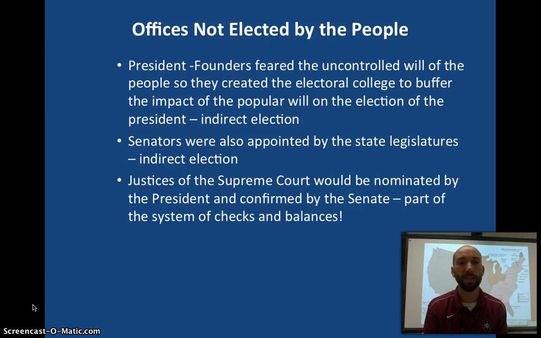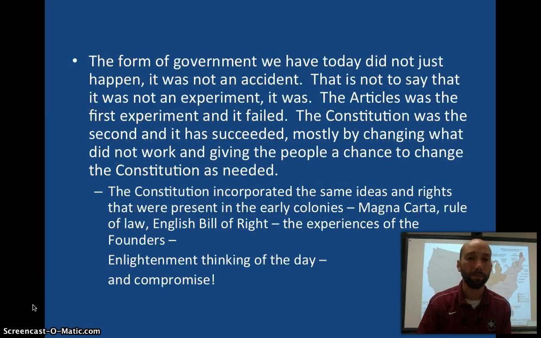Senators were also appointed by the state legislatures back then. Today they're elected by the people, but back then the state legislatures picked them. So the people really didn't have a say in the president or senators. And the reason for that was that they thought that the people didn't have enough knowledge to elect or to participate in an election. And then the justices of the Supreme Court are nominated by the president and confirmed by the Senate. So this is all part of the system of checks and balances. So there are some offices that weren't elected by the people.